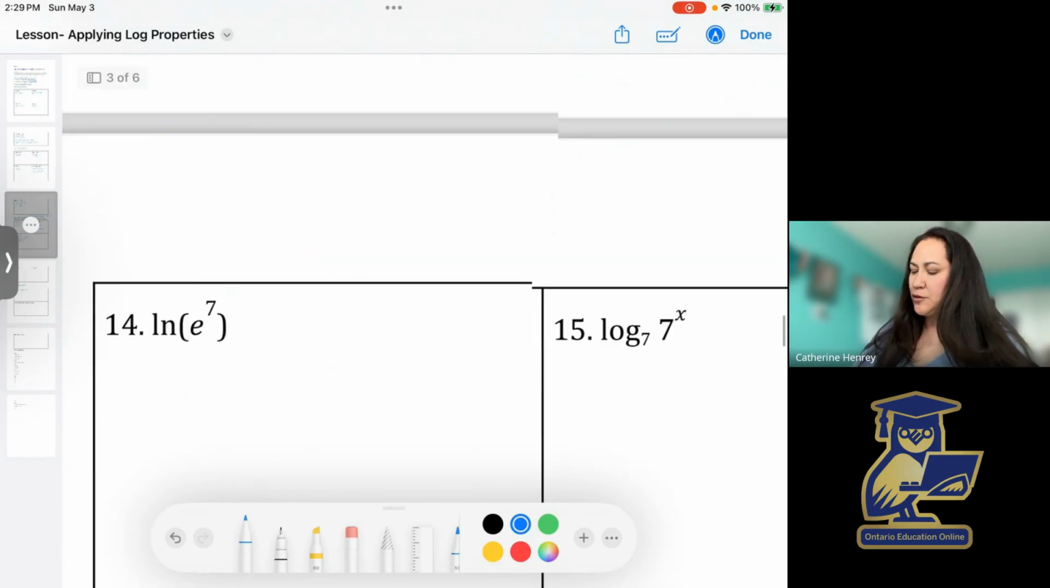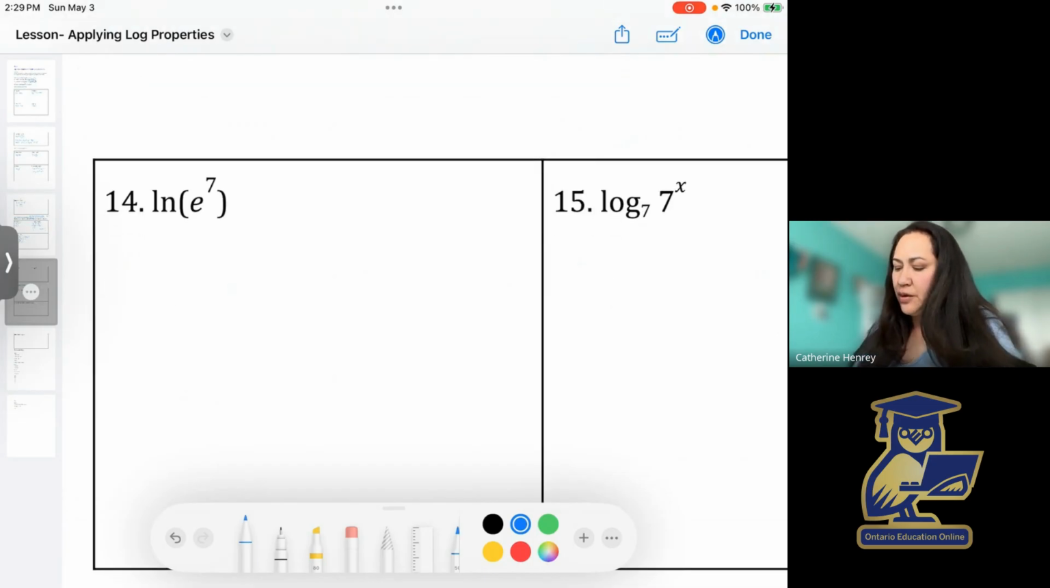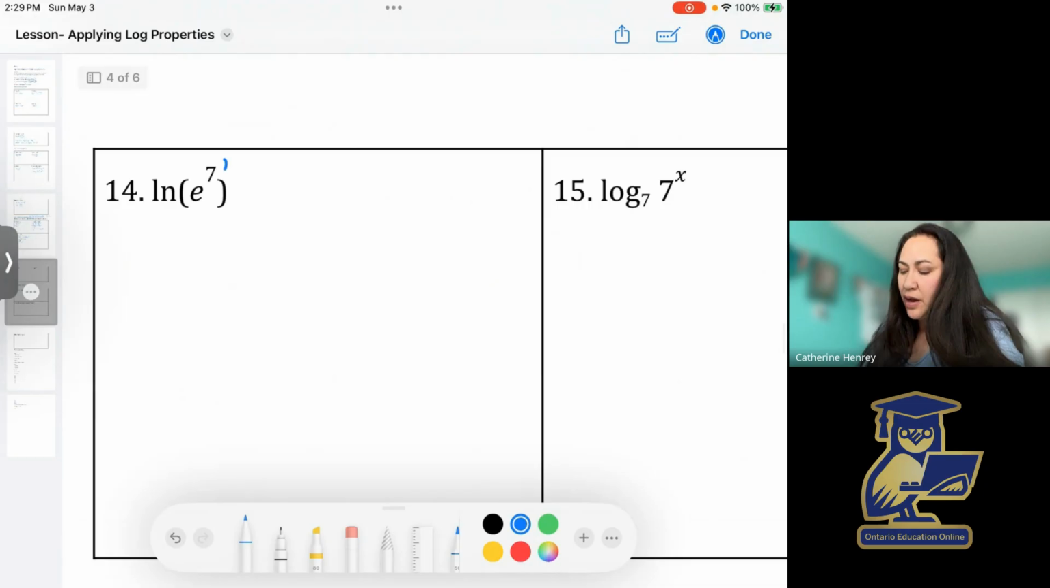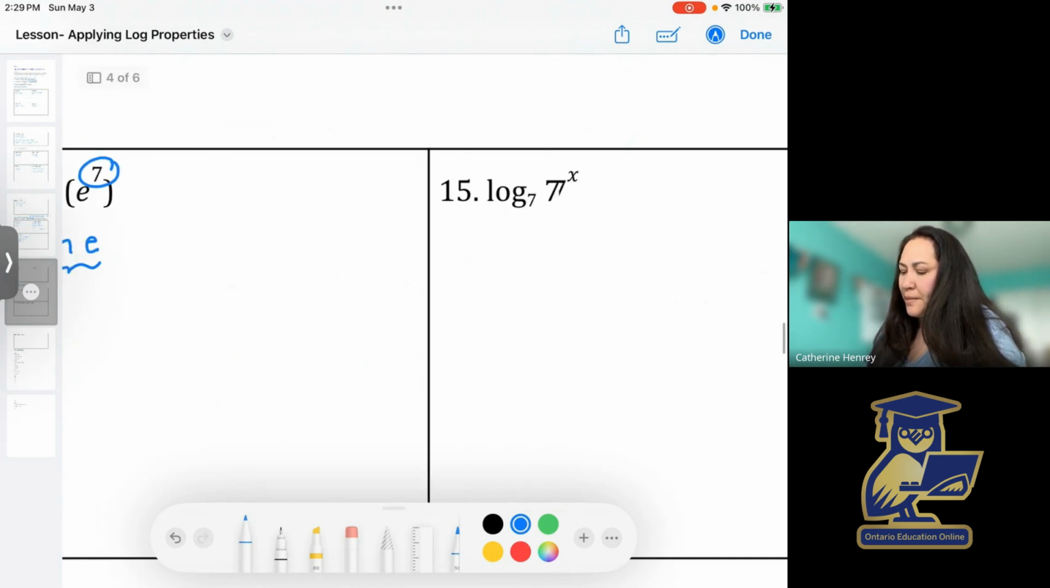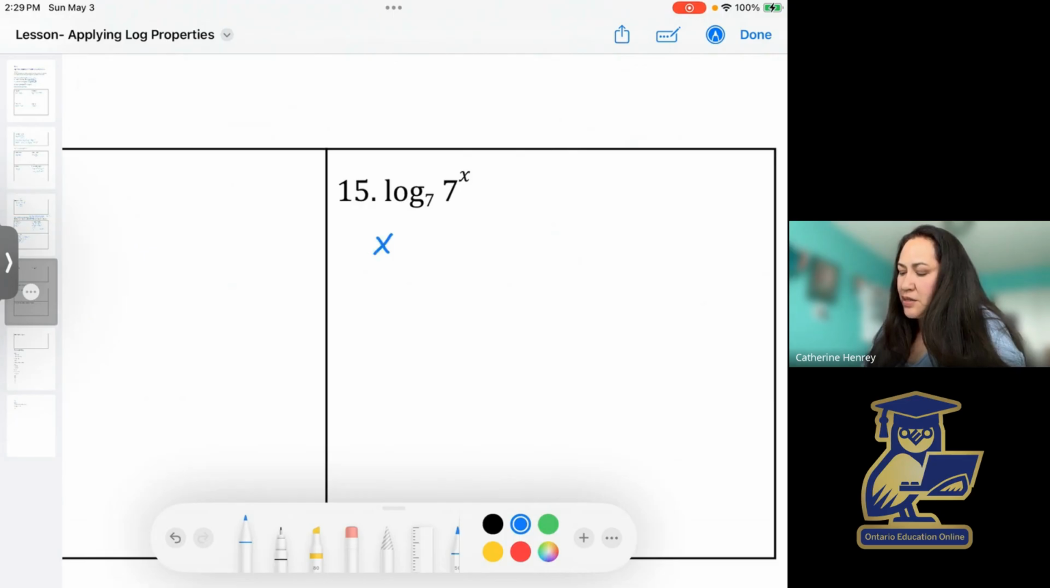Let's move to the next page. So here we have our quotient rule. We're going to take out our exponent and bring that out as a coefficient. So 7 times the ln of e. Well, this ln is actually the ln of e to the base of e. So this is equal to 1. And so this value becomes 7. And for 15, we're going to bring x out as a coefficient. And we'll have log of 7 to the base of 7. And this log of 7 to the base of 7 is equal to 1. And so it simplifies to x.